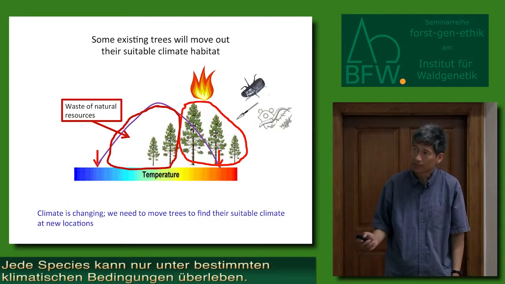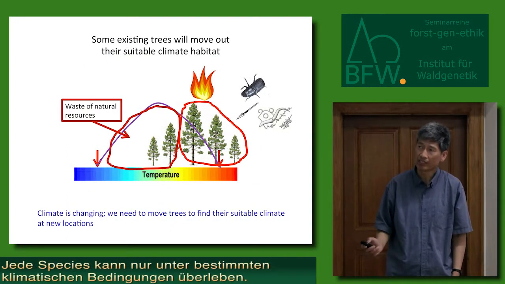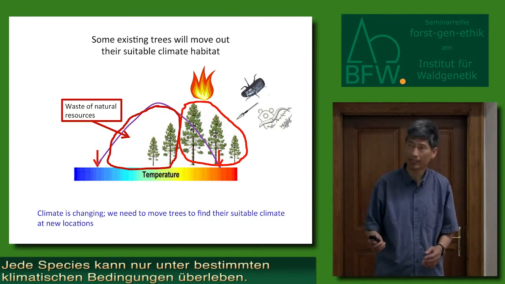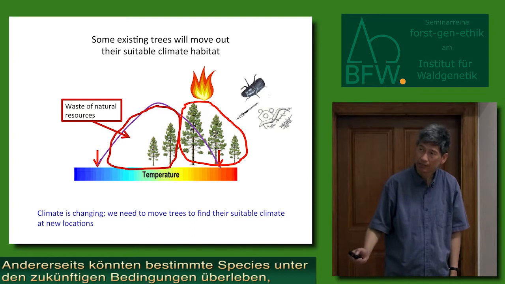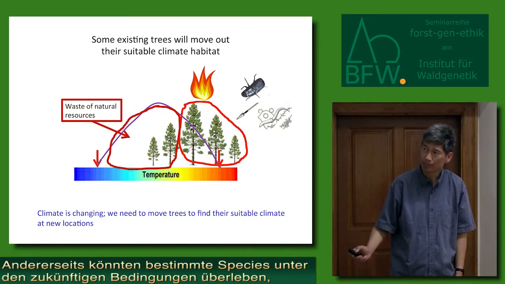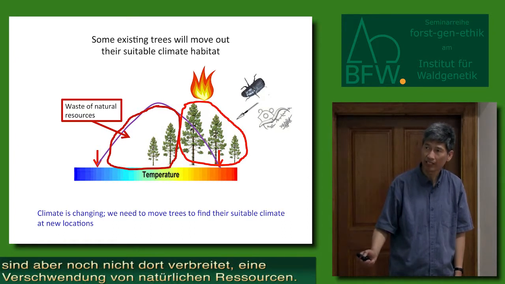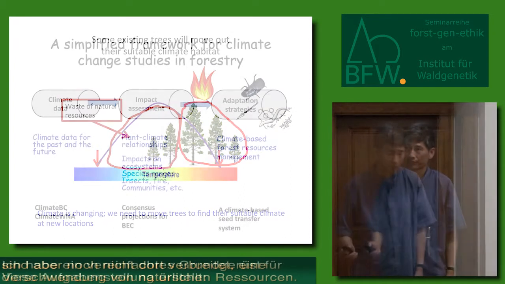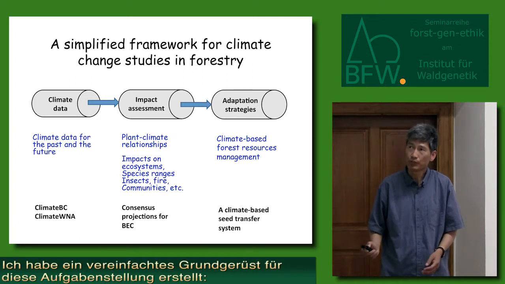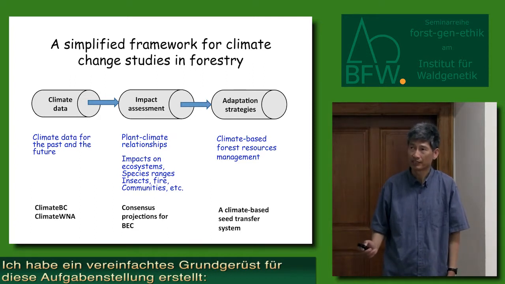Each species can only survive within a given range of climate conditions. On the other hand, those climates may be available for a species, but the species is not there yet. So there can be a waste of natural resources. I developed a simple framework for this task.